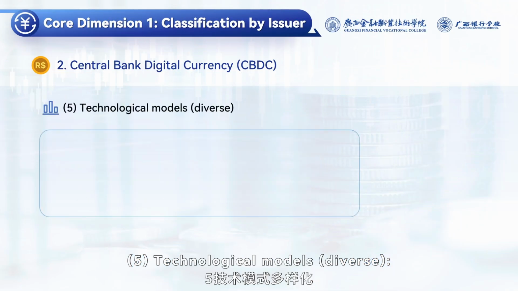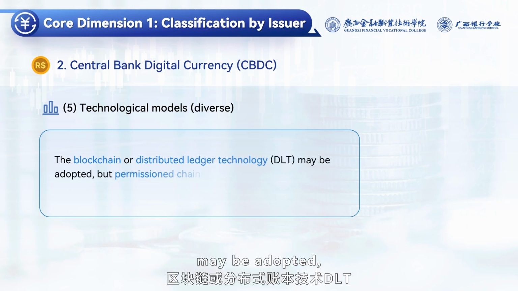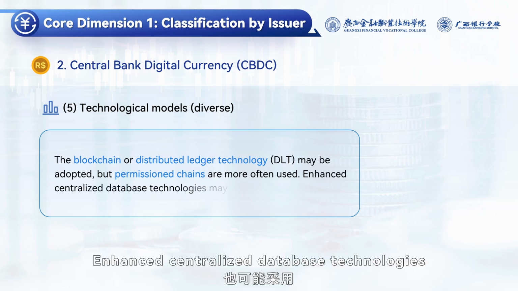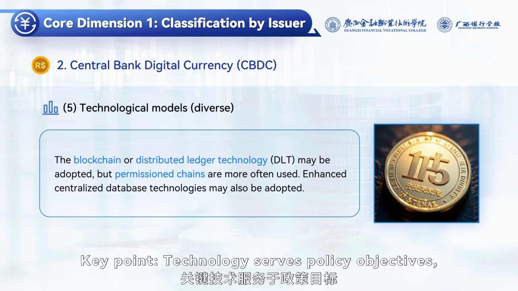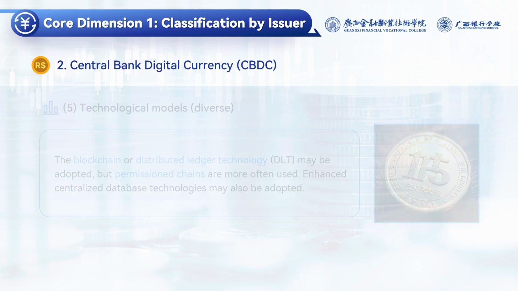5. Technological models are diverse. Blockchain or distributed ledger technology, DLT, may be adopted, but permissioned chains are more often used. Enhanced centralized database technologies may also be adopted. Key point: technology serves policy objectives, with central bank control at the core.